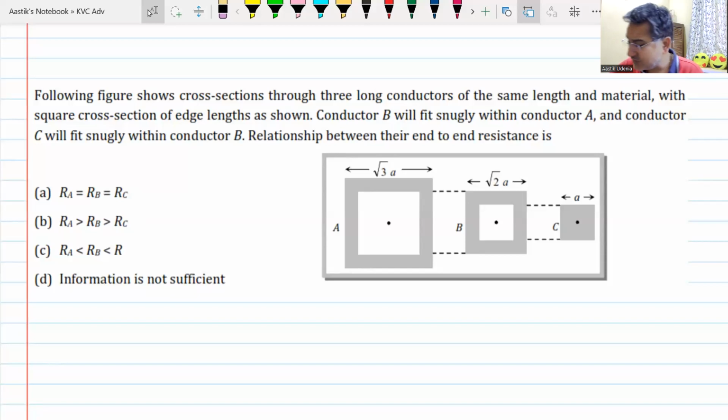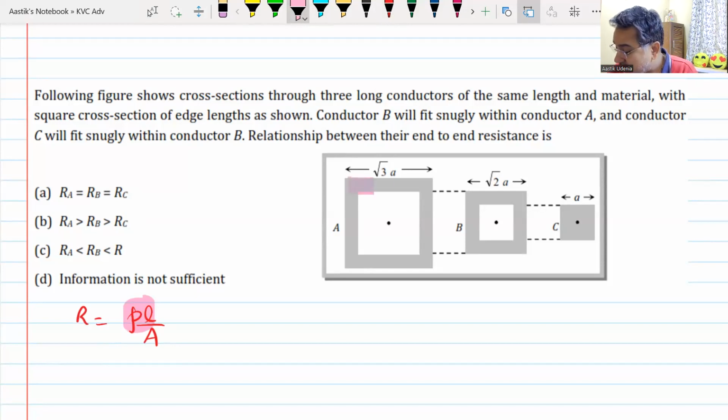The resistance of these rods will be equal to rho L by A. Now, all the rods are made of the same material and they have the same length. So, rho L are same. You just have to look at the cross-section area. Do you understand this? Yes, sir.